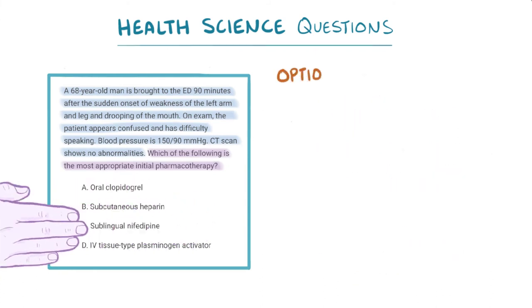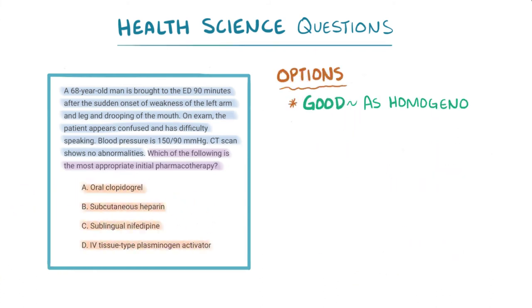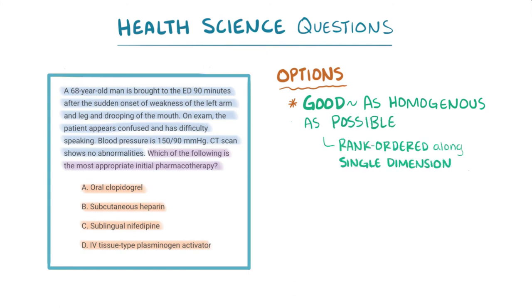Now, moving on to the options, it's important to make them as homogeneous as possible, so they can be order ranked along a single dimension. For example, the likelihood of a diagnosis, going from the most likely to the least likely. This also allows you to assess clinical judgment, challenging students to make more subtle distinctions among the options.